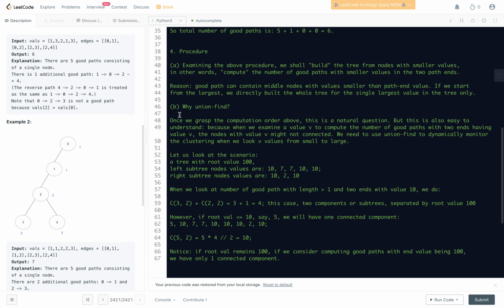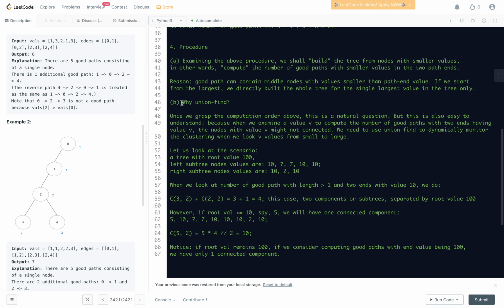If we start from the largest, we directly build the whole tree for the single largest value in the tree only, right? So that's the order. So once we realize the order, why we use UnionFind, why it's natural.